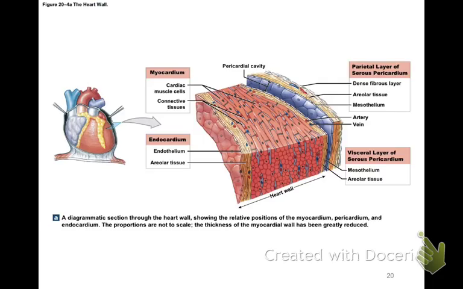So in this diagram, you can see those layers, the endocardium, the myocardium, and the epicardium. Please also notice there's some connective tissue in the myocardium along with the cardiac muscle cells. That connective tissue helps hold the cells together. It binds it all into one big organ and keeps your heart all connected.